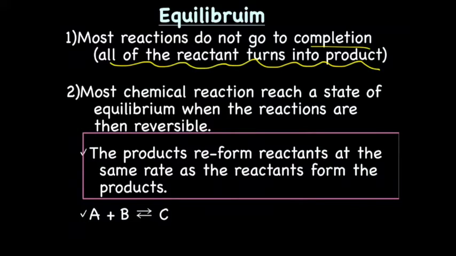reactants are forming products. And the way you know that a reaction is reversible is the arrows, if it's written in equation form, because you're going to have arrows going from product to reactant and from reactant to product. A reaction that goes to completion would have a single arrow.